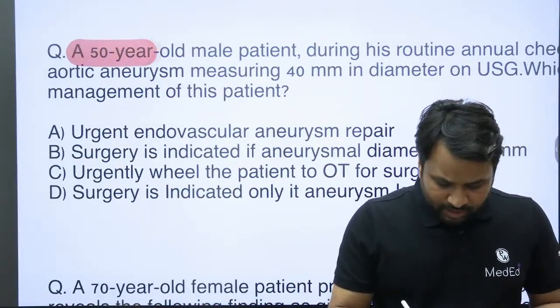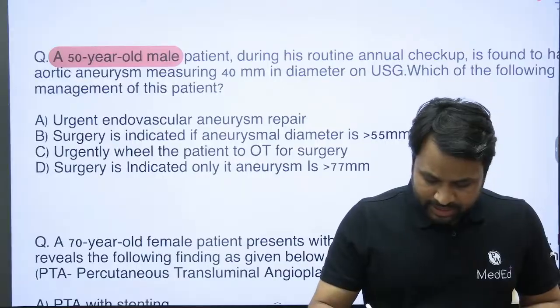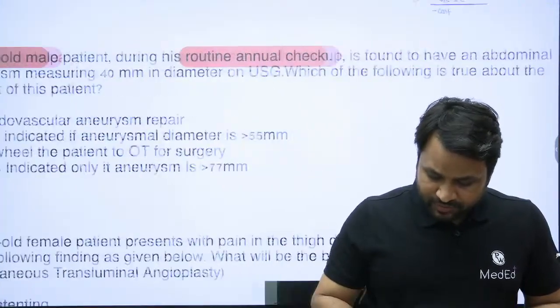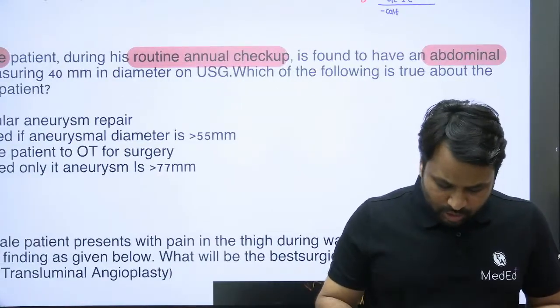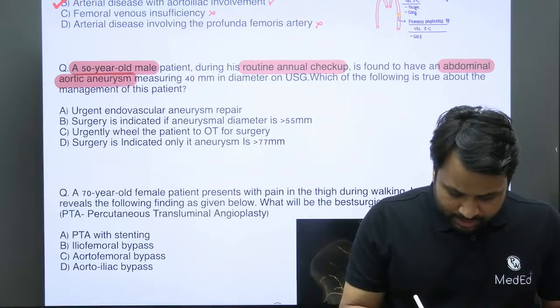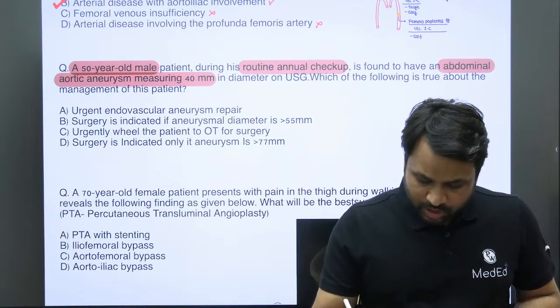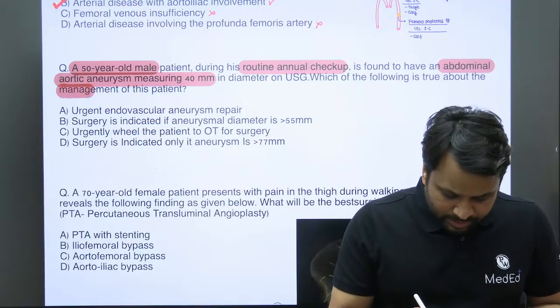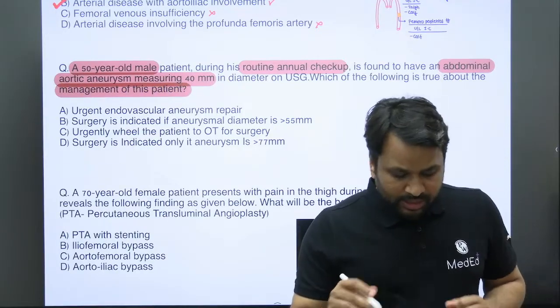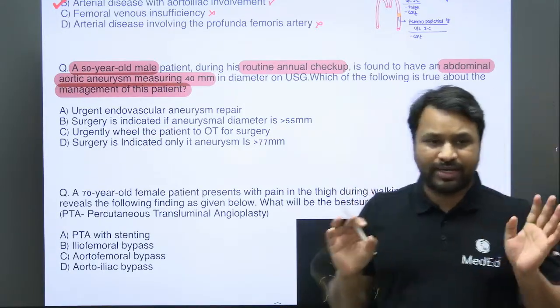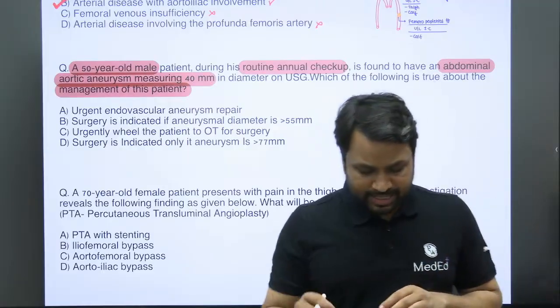I have a 50-year-old male patient. On his routine annual checkup, he has come, found to have an abdominal aortic aneurysm measuring 40 millimeters in diameter on ultrasound. Which of the following is true about the management of this patient? Now here, is the patient symptomatic or asymptomatic? The question says it is asymptomatic.